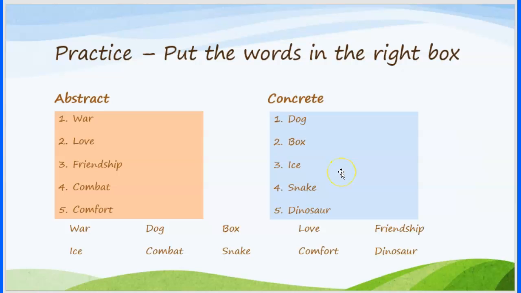Now concrete nouns: dog, box, ice, snake, and dinosaur. Now, if some of you put dinosaur in the abstract, I would not count it wrong on a test, because some people believe that dinosaurs may just be in our imagination. However, I think there's enough proof through fossils that dinosaurs were real, and so they would be in the concrete, even though we've never really felt and touched one.